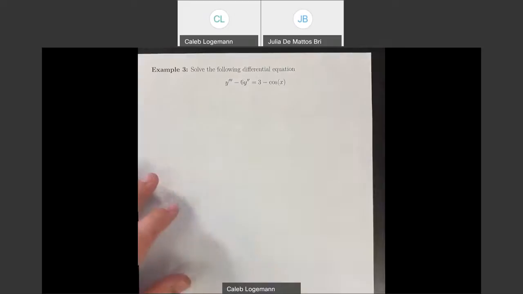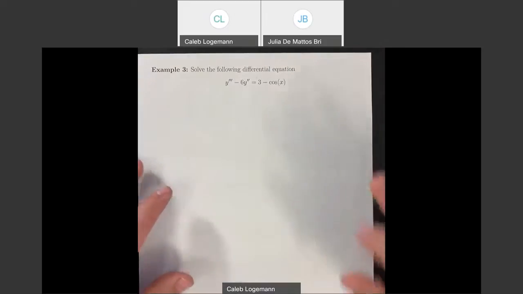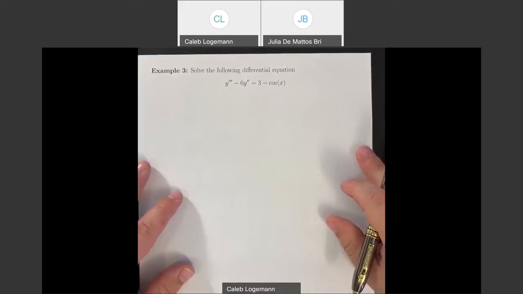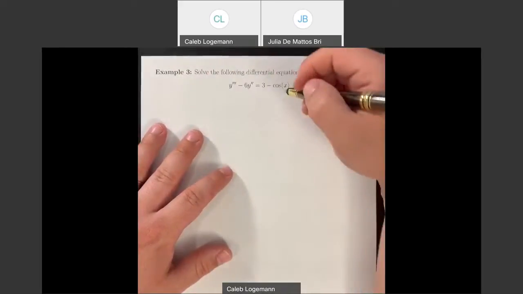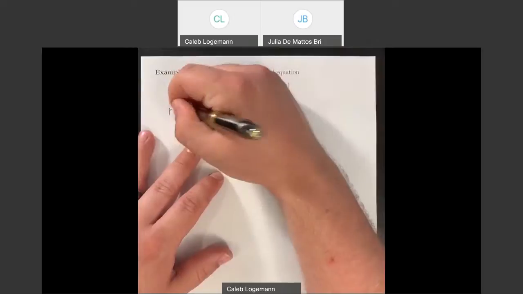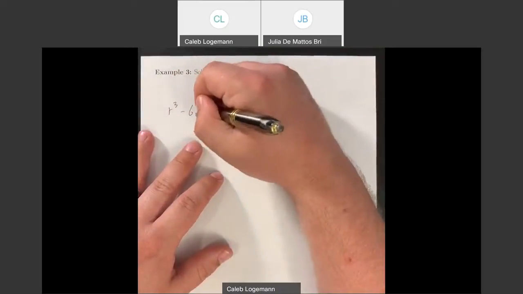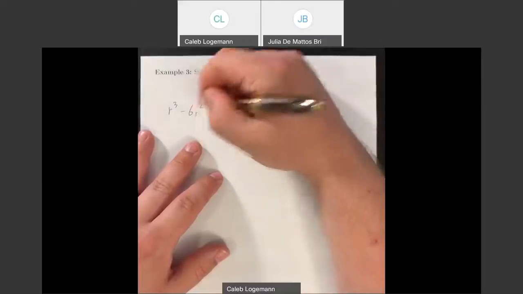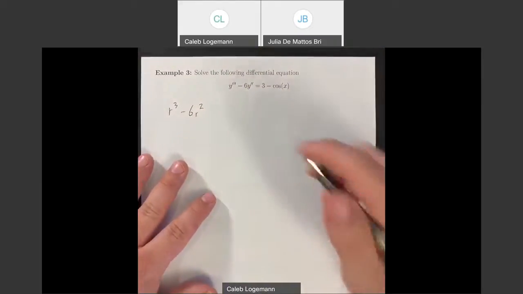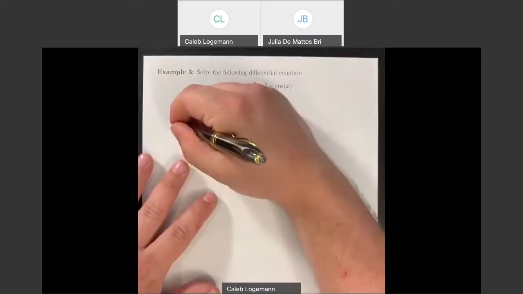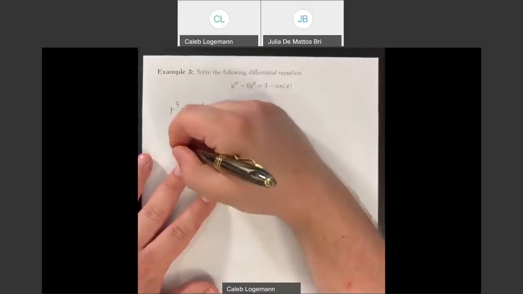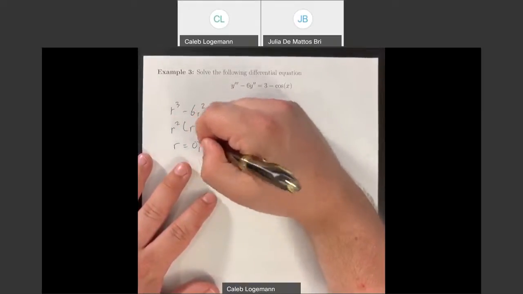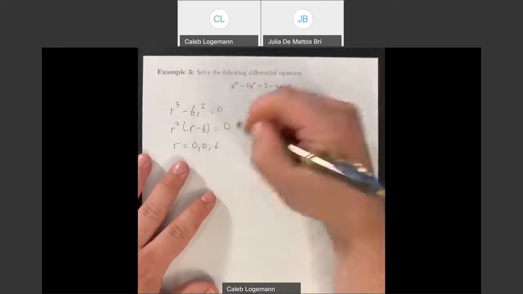Let's look at this last example here. So, again, a good first step is to solve the homogeneous equation. So our auxiliary equation in this case is going to be r cubed minus 6r squared equals 0. So factoring out r squared, we get r squared times (r minus 6) equals 0. So we have 0 repeated twice, and then we also have 6.